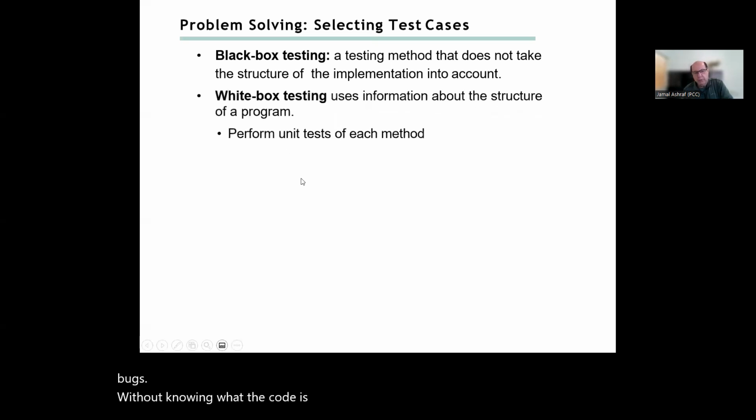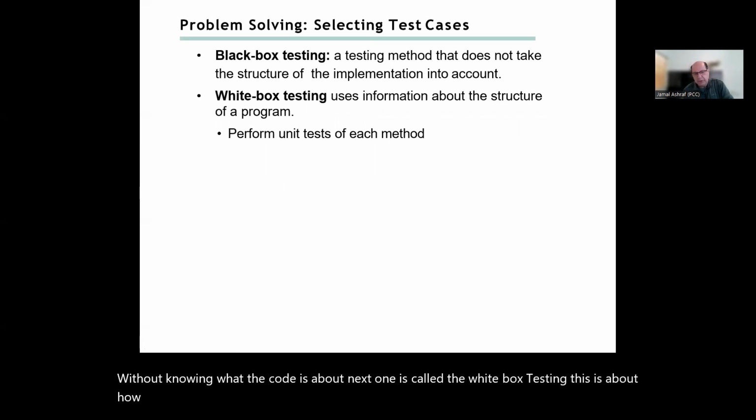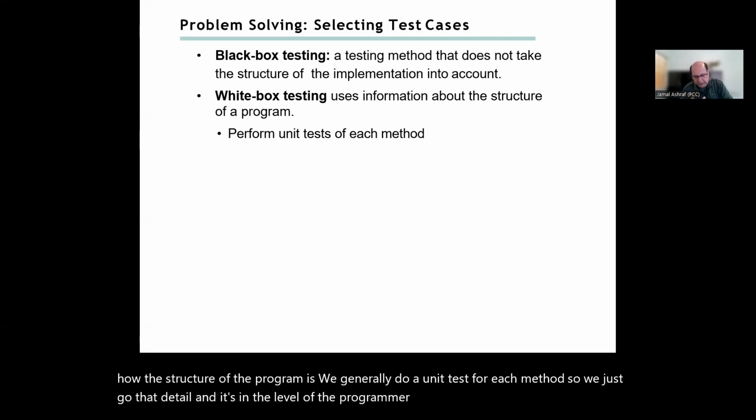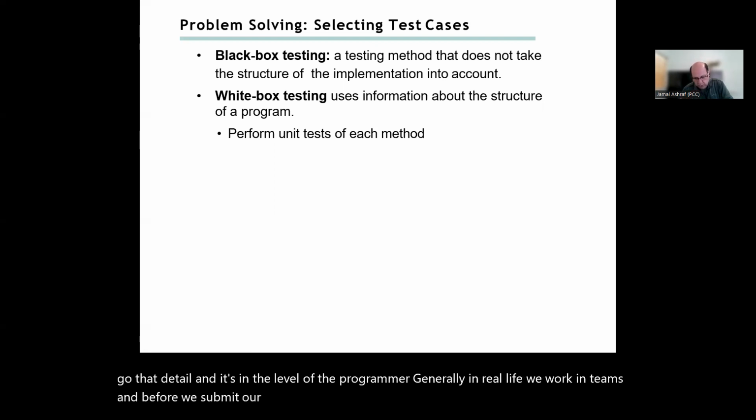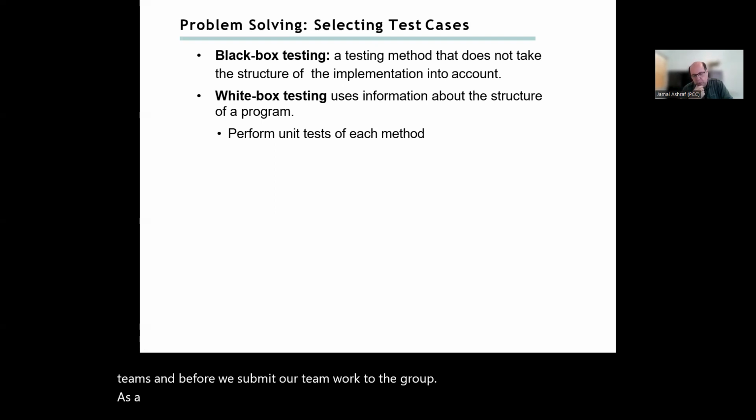The next one is called white box testing. This is about the structure of the program. We generally do a unit test for each method. We go into that detail, and it's at the level of the programmer. Generally in real life, we work in teams, and before we submit our work to the group as a whole, we need to test our stuff. So when I'm sending it, I'm saying all the methods that I wrote have been tested, have been checked.